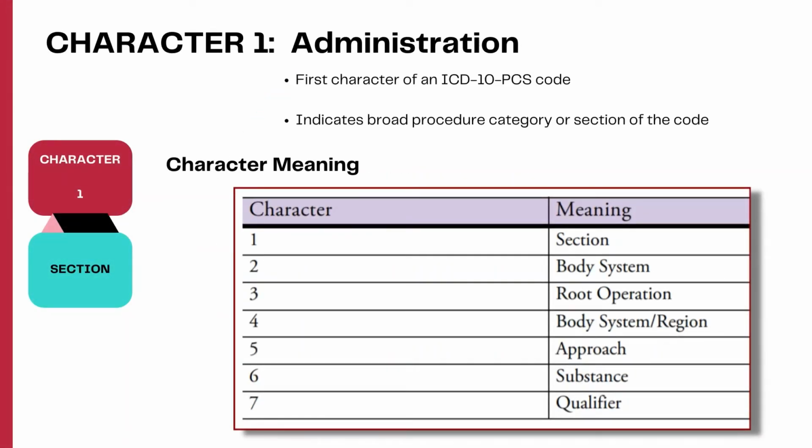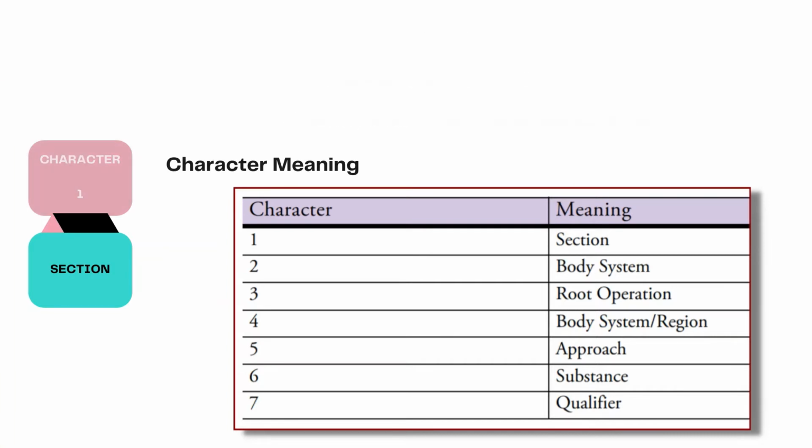Characters in each section have a specific meaning, and this is the table that shows each character value in the administration section. The first character represents the section itself, second character, body system, third character, root operation, fourth character, body system or region, fifth is approach, sixth character identifies the substance that is administered, and seventh character provides additional information for the qualifier.